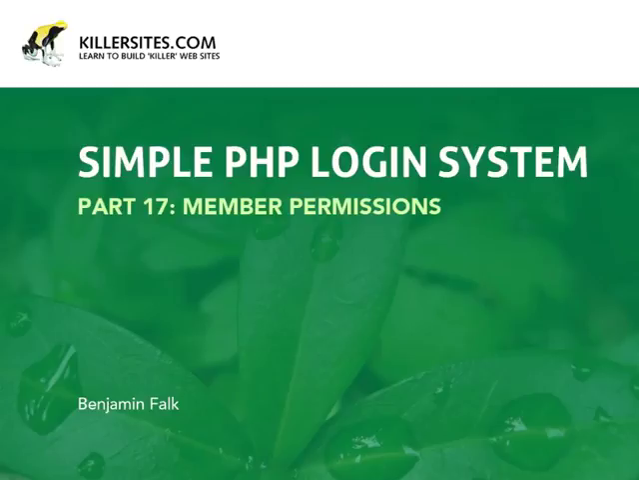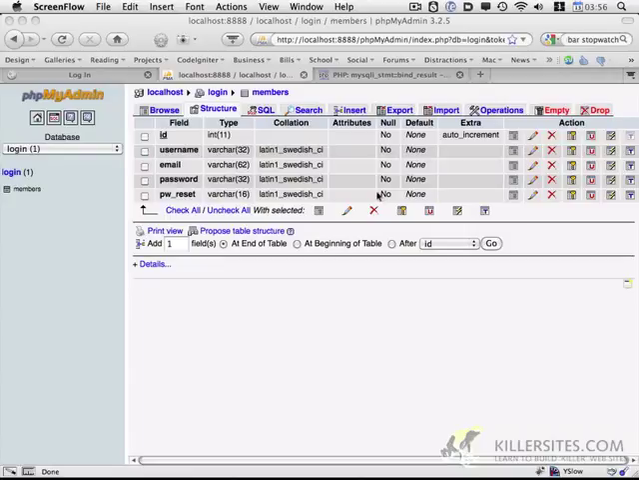Welcome to part 17 in our series on building a PHP-based login system. I wanted to take a screencast or two and discuss how to build in some sort of member permissions feature. You'll often find this online, for example, with the Killer Sites forums. We have some users who are administrators or moderators who can delete other members' posts, and we have some users who are just regular members and they can only post things themselves. So I would like to add a little bit of this sort of functionality to the PHP login.